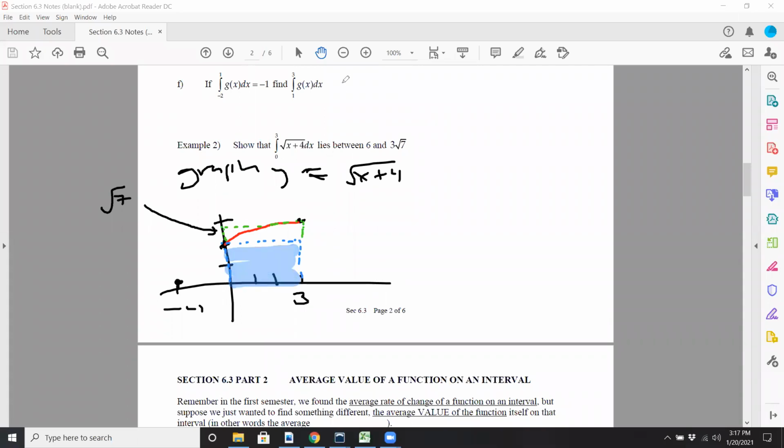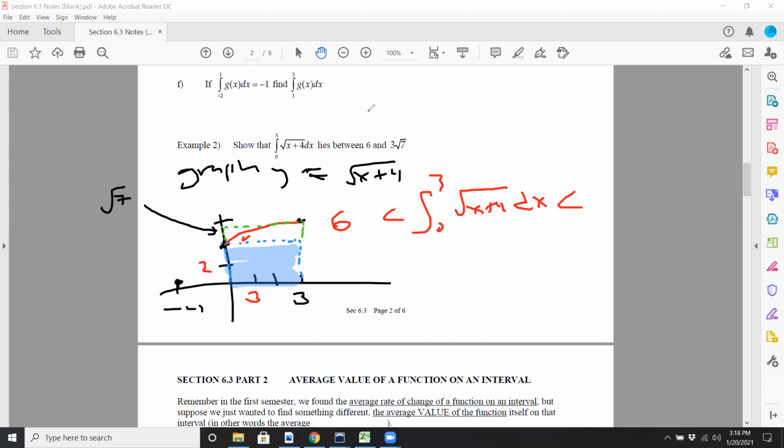the integral from 0 to 3 of root x plus 4 dx is definitely going to be greater than that blue region, because obviously if you look at the red curve, the area between the red curve and the x-axis includes the blue region and a bit more, like this part. So the area of the blue region is simply going to be the base, which is 3, and the height, which is 2. So it's definitely going to be bigger than 6.